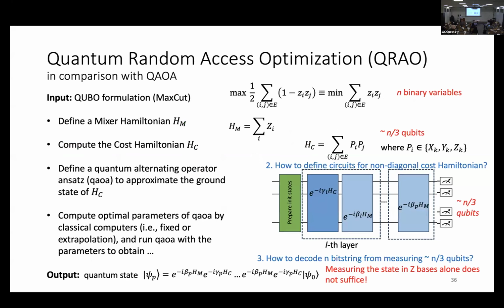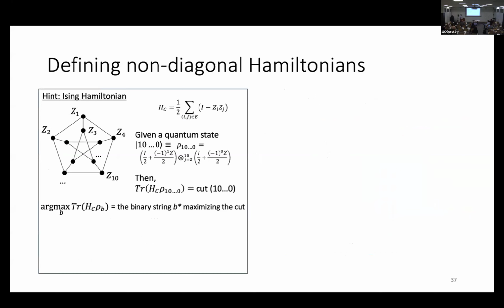Okay, so we want to do this random access optimization with a Hamiltonian. The challenge now is how to define the non-diagonal cost Hamiltonian that only uses n over 3 qubits, so one third of the qubits. Again, our inspiration is from QAOA, from the Ising Hamiltonian. Let's assume this Petersen graph, which has 10 nodes. It uses the Z basis as the encoding of binary variables. You see Z with a subscript for where you put the qubit. So this node is put in the first qubit, this node in the second qubit, and so on. So we'll use 10 qubits. So this is the Hamiltonian, right?